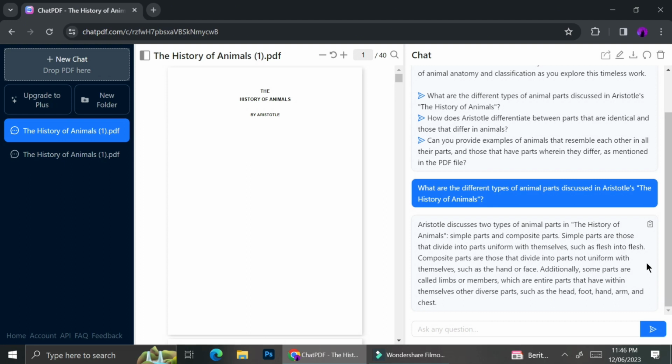And as you can see, it shows the answer not just in a short kind of way, but also it's quite detailed. And it says that Aristotle discusses two types of animal parts in the history of animals: simple parts and composite parts, and so on.